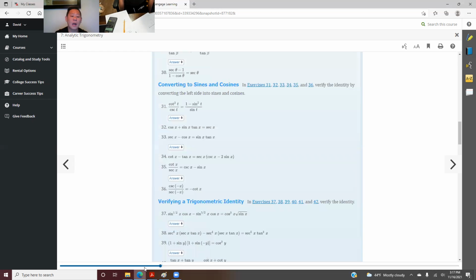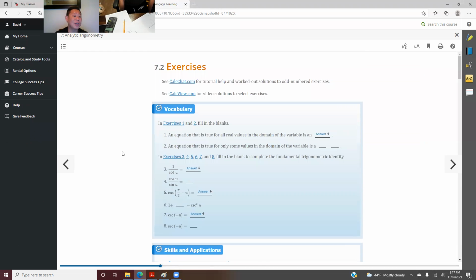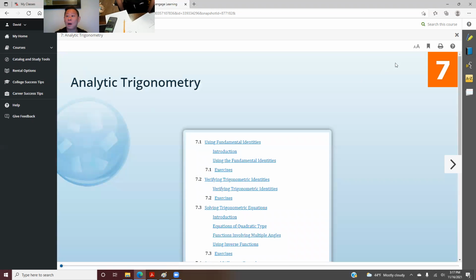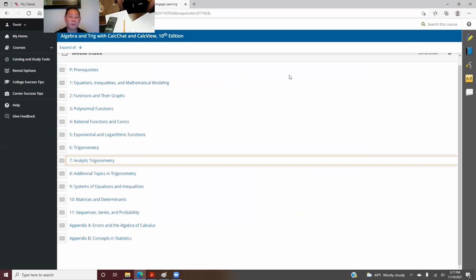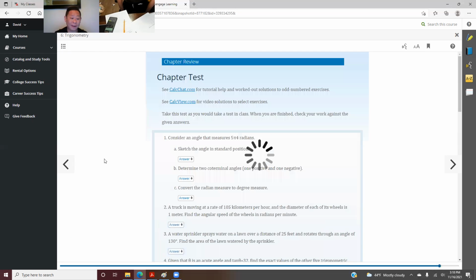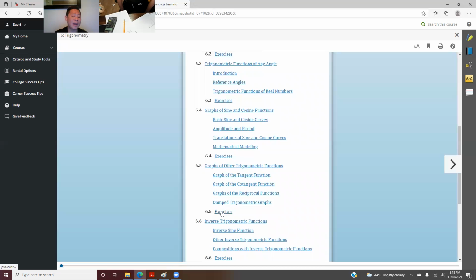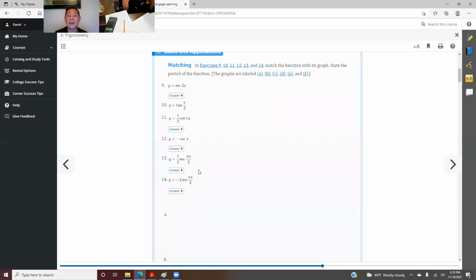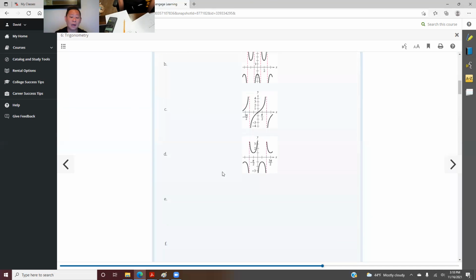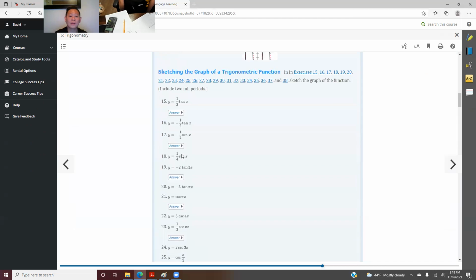For the graphing piece, it's not in chapter 7, it's in chapter 6. Go back to chapter 6 in your book or ebook, to section 6.5, how you graph secant and cosecant graphs. Go under exercises, and there are tons of graphs to look at and graph.